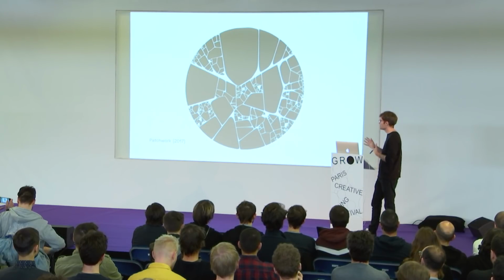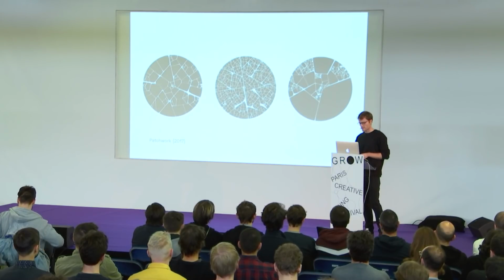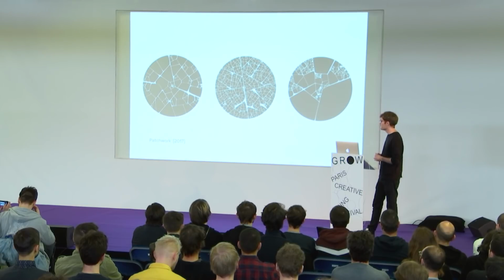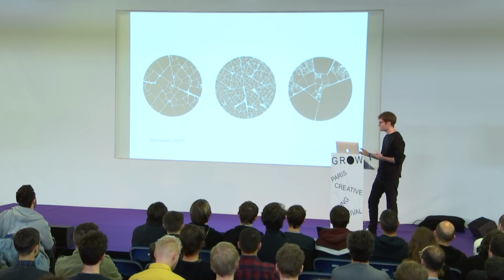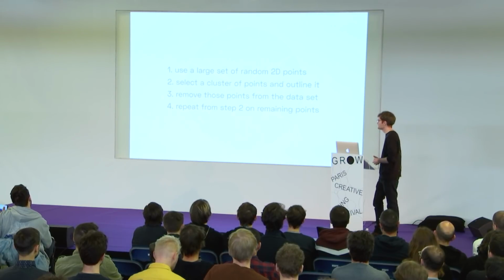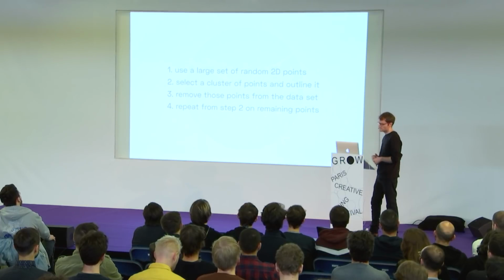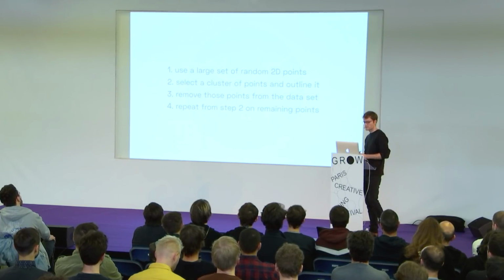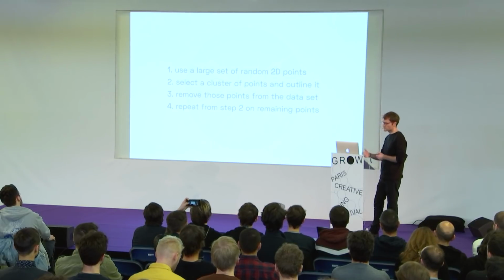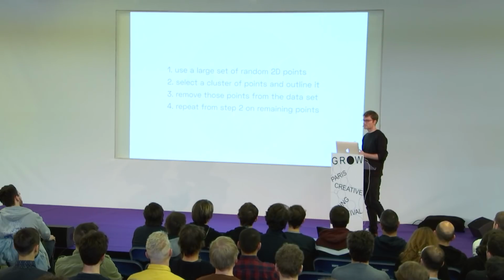It's a generative algorithm that produces these images that look a little bit fractured like this. It produces very many different iterations and many different outputs depending on the parameters you feed it. And I tried to make the instructions simple enough to explain to most people. And so the instructions are like this. You use a large set of random 2D points. You select a cluster of points, and then you outline it. And then you remove those points from the data set. And you repeat from step 2 on the remaining points.